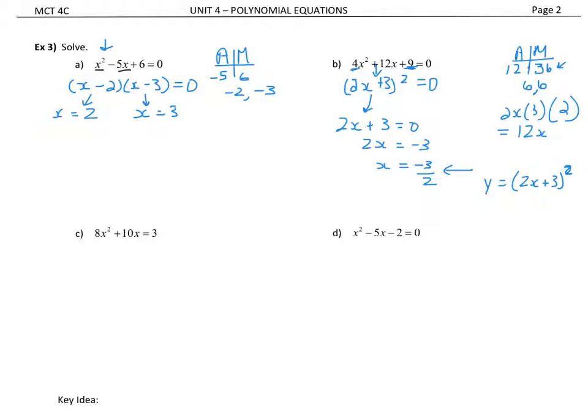All right, part C is a little bit different because I don't have it equaling 0. I do have that x squared and the x term. We want to get 0 here. So we're going to subtract 3 from both sides. We're going to write that as 8x squared plus 10x minus 3 equaling 0 here. Okay, and then we're going to do our adds to and multiplies to, and hopefully this will work.